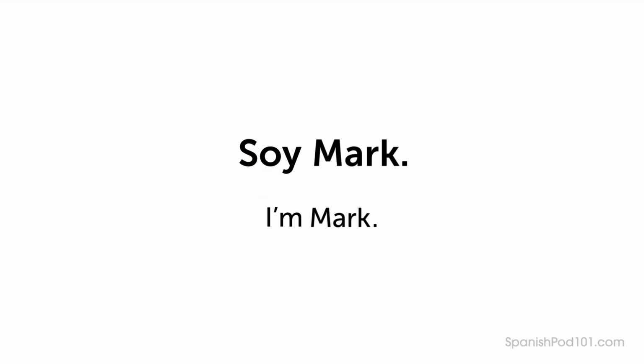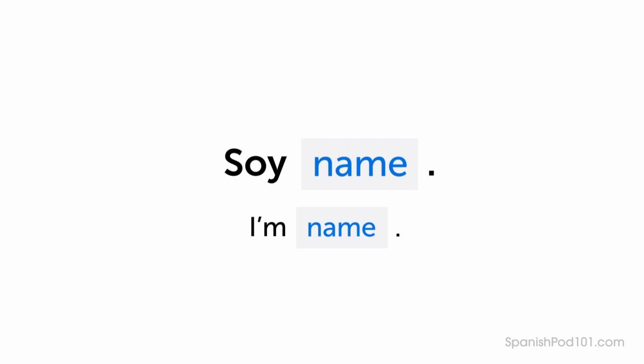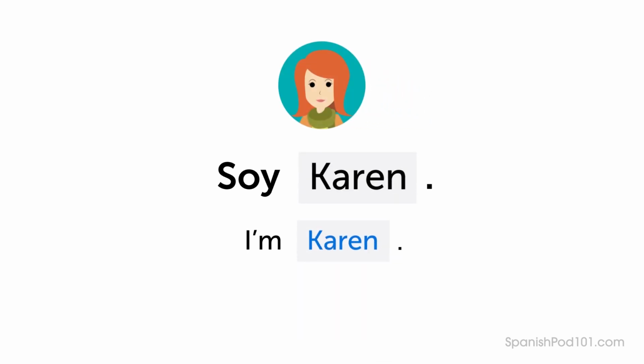The sentence pattern is, Soy name. I'm name. To use this pattern, simply replace the name placeholder with your name. Imagine you're Karen. In Spanish, say, I'm Karen. Ready? Soy Karen. I'm Karen.